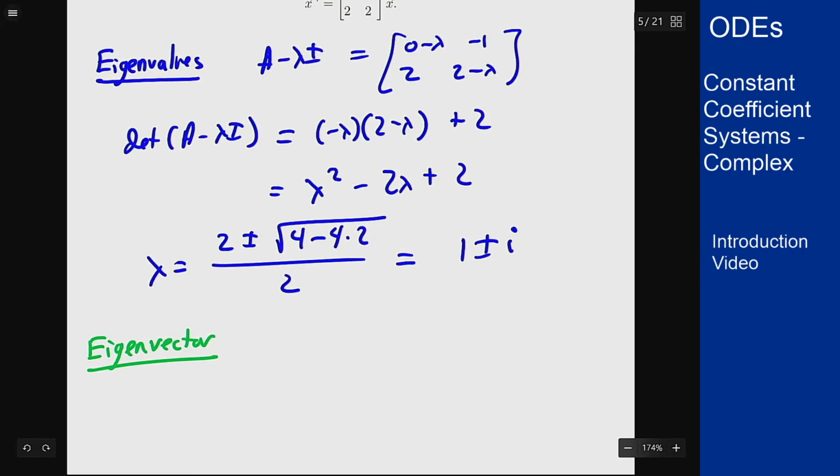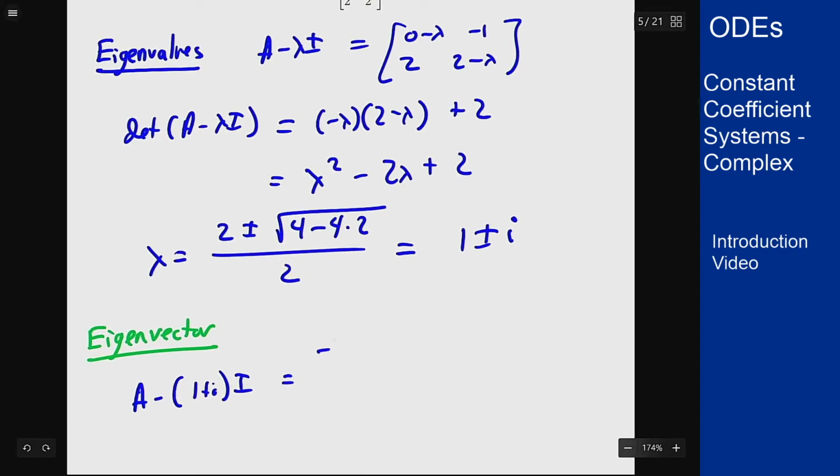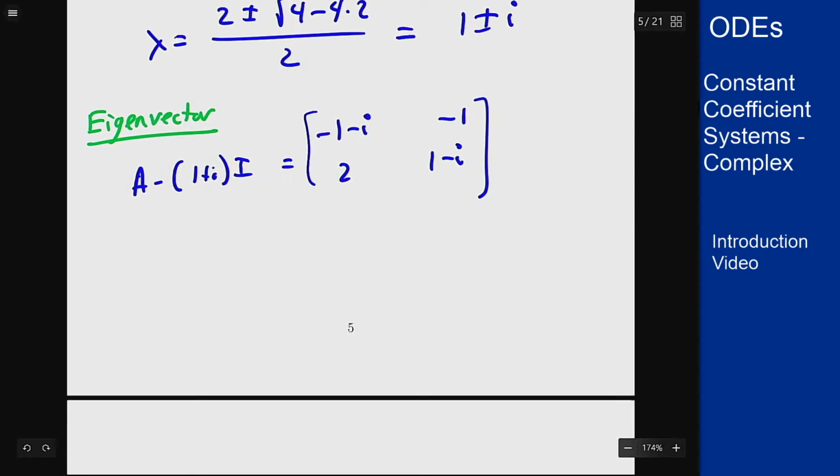If I do 1 plus i, that means (−1 + i) times i is negative lambda, so negative 1 minus i, negative 1, 2, minus 1 plus lambda is 1 minus i. Now to check if these two equations are redundant, I'm going to multiply the top equation by 1 minus i. So then I will see here a negative 1 minus i times a 1 minus i, negative 1 times a 1 minus i, 2 and 1 minus i.